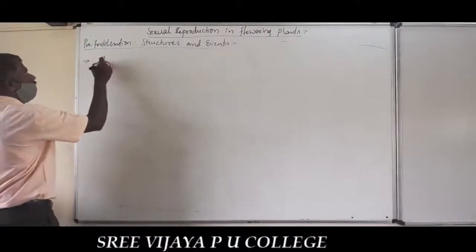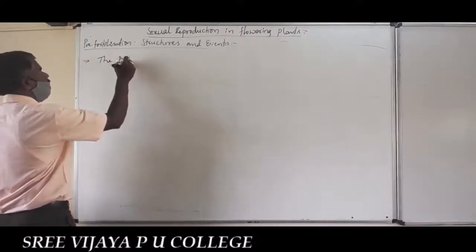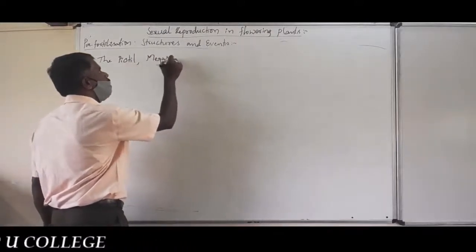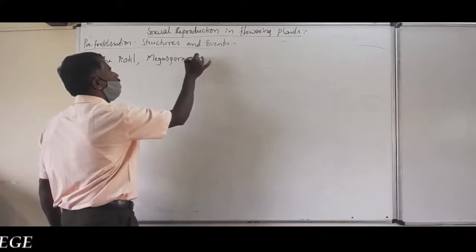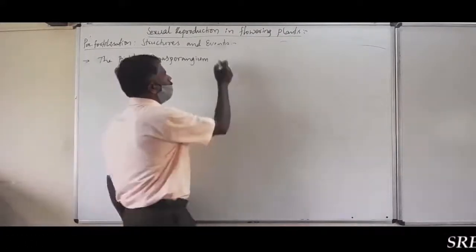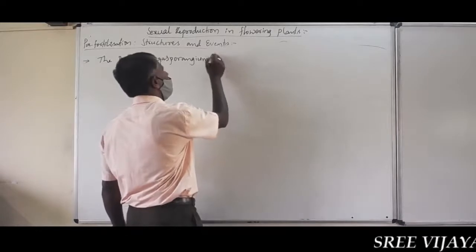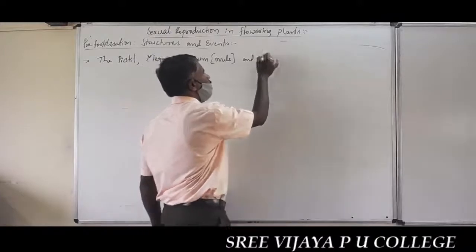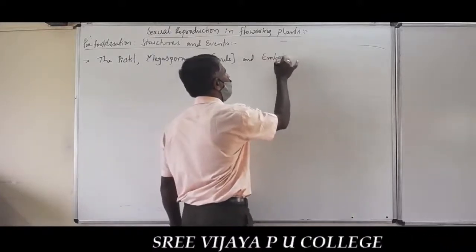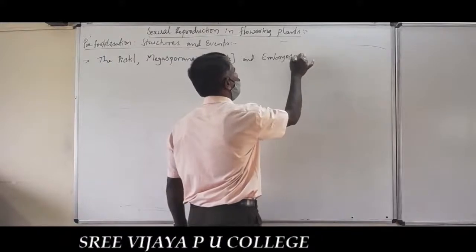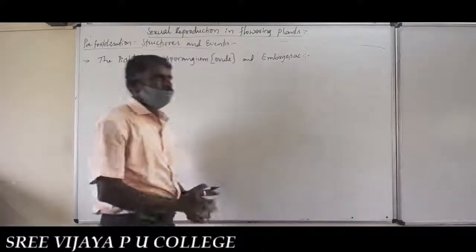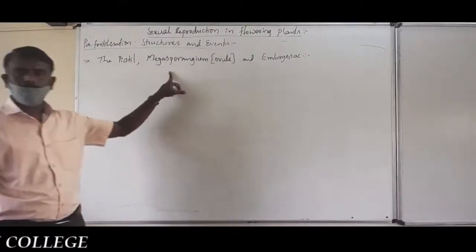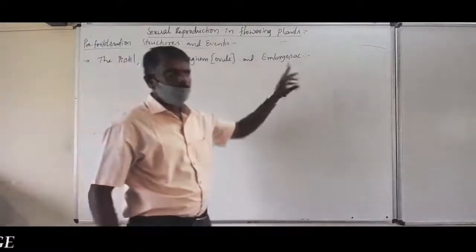Next heading, the pistil, megasporangium, and is also called as ovule and embryo sac. The next heading is the pistil, megasporangium or ovule and embryo sac.